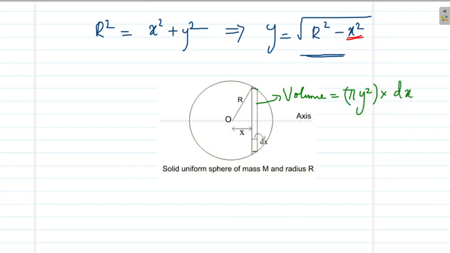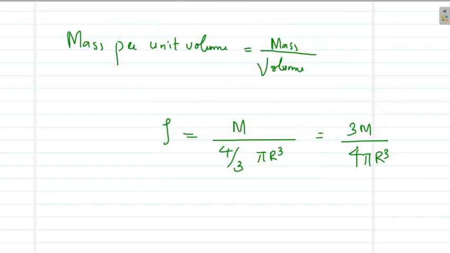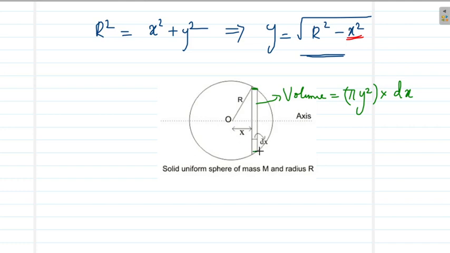That is the volume of this small disk. Volume of the sphere is 4/3 pi r cubed. But here we have considered a disk. The volume of the disk is its cross-sectional area, which is pi y squared, multiplied by its thickness, which is small, and it is equal to dx. Now substitute for the y value here. This is equal to pi into, instead of y squared, I can write r squared minus x squared, into dx. So this is the volume of this small disk.